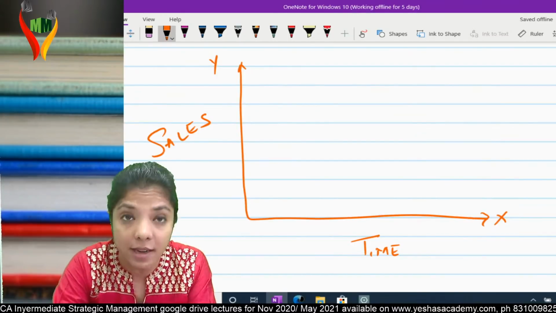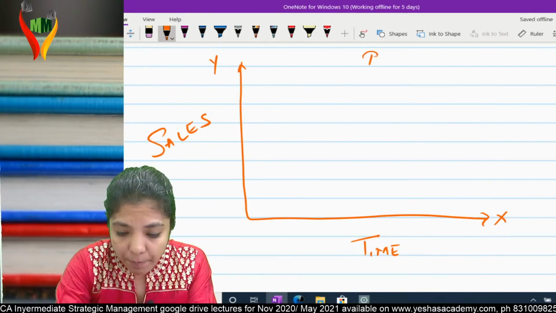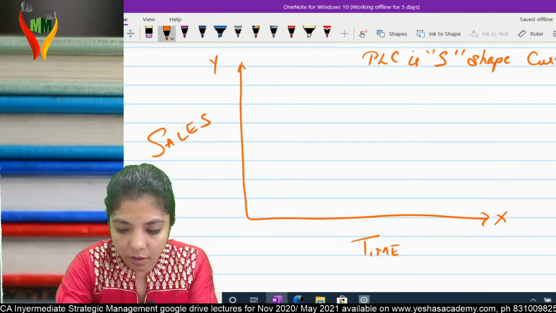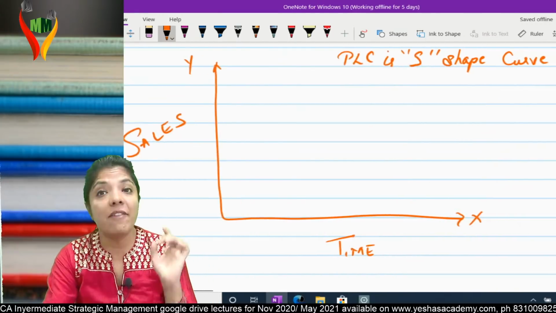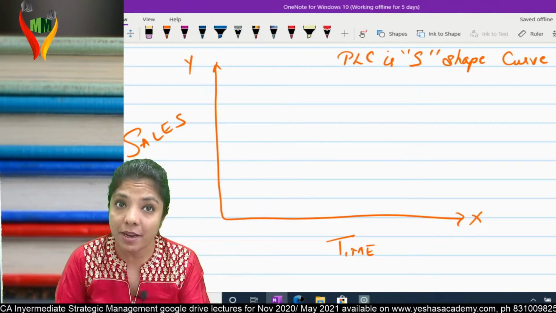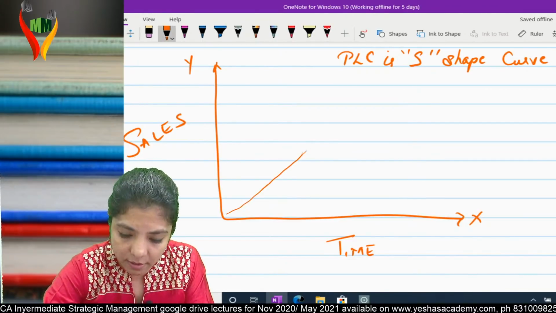You are not going to interchange this. The reason behind that is they are saying the PLC is an S-shape curve. They have given us a shape, the shape S. So if you interchange this, your shape may change. Am I clear? So now the diagram is like this.